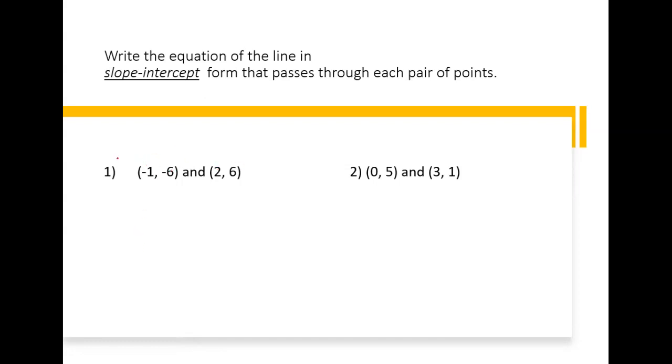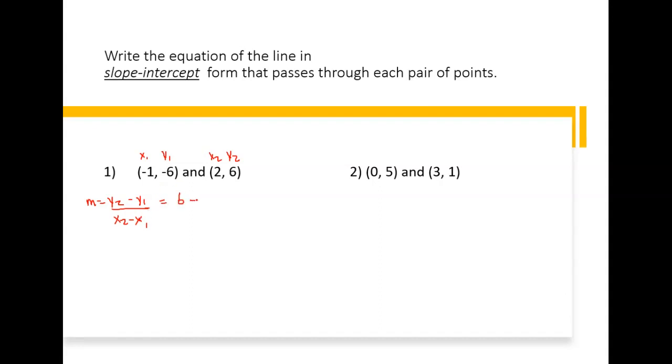So I have (-1, -6) and (2, 6). Let's call this x1, y1, x2, y2, because I know that my slope has to be calculated first using the formula. You can always have this formula just in front of you. You don't have to memorize it, though it's not a tough one too.